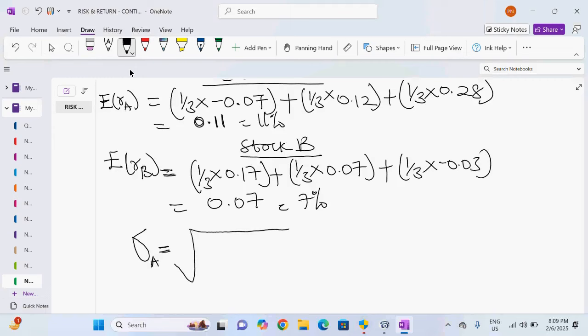Return minus expected return, squared. Yes. Times... No, squared. I'm listening. It's probability, all into the bracket R minus the expected return, all squared.